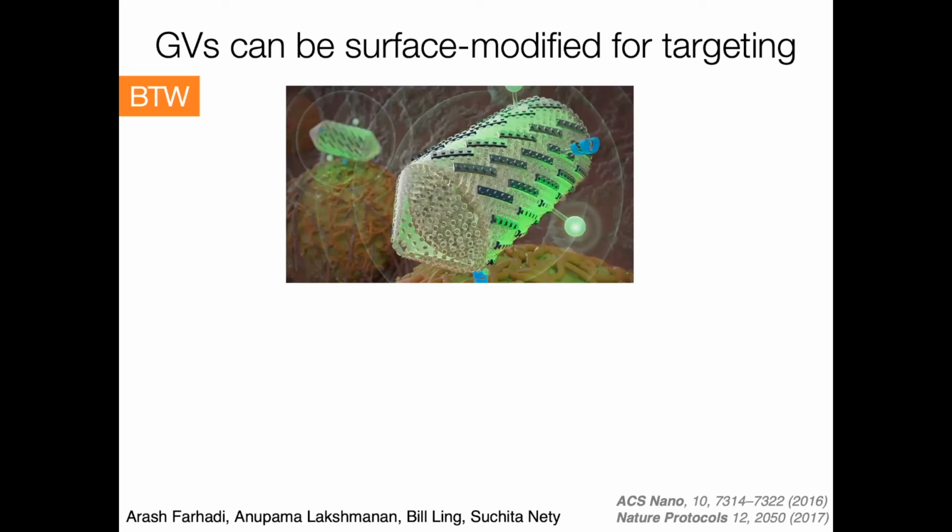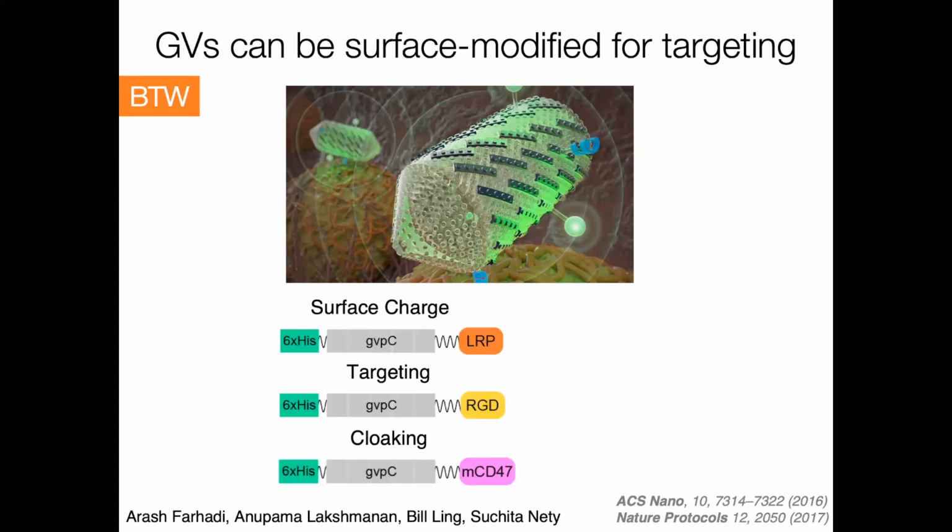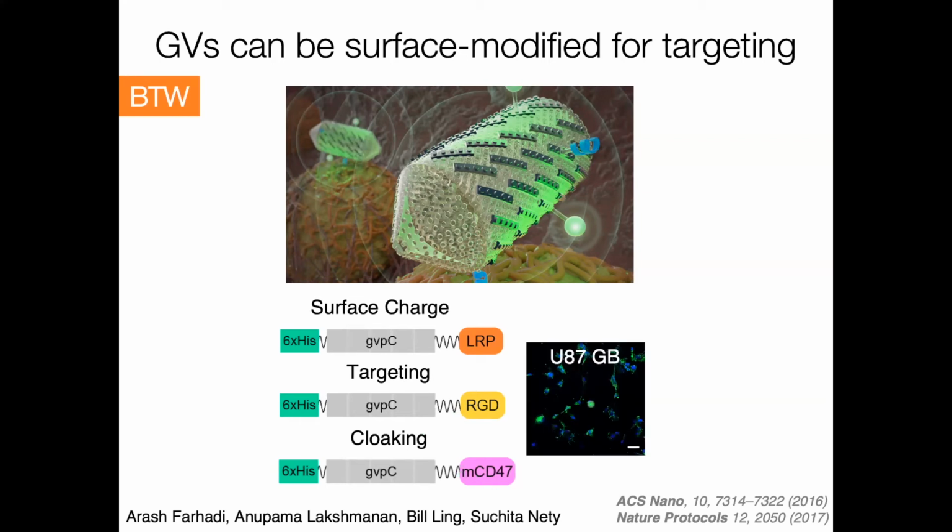I know that there are people who may work on nanoparticle-based imaging at Martinos and other contrast agents. So, gas vesicles don't have to be just genetically encoded. They can also be injected into the bloodstream, and they can be targeted to stuff. So we have convenient ways to functionalize their surface in a modular way. We've attached things that change their charge. We've attached things that bind to integrins. We've attached "don't eat me" signals that help them evade macrophage uptake. This is just an example of binding to a glioblastoma cell based on these integrins.